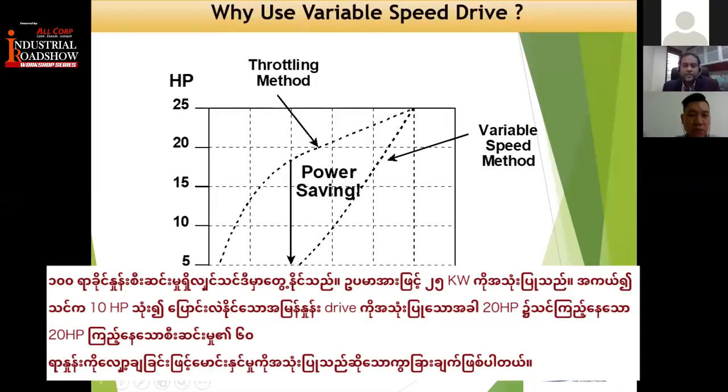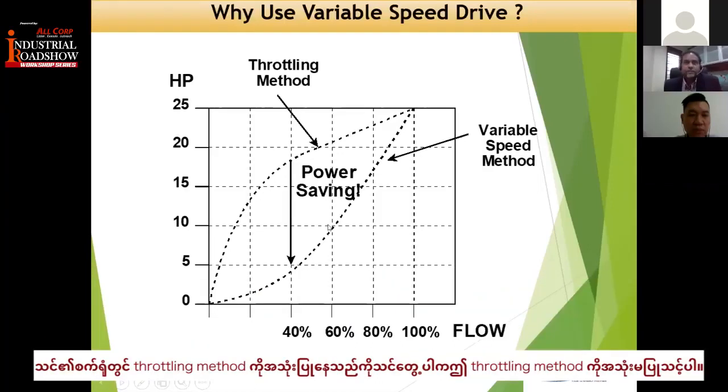You can see here, if you use a 100% flow, you are using almost 25 kilowatt. This is an example. So if you're using a throttling effect by bringing it down to 60% of the flow, you're looking at 20 horsepower, right? But when you're using a variable speed drive, you're using 10 horsepower. So that's a difference, right? So if you see any throttling method is being used in your plant, you should avoid using this throttling method and look for the variable speed.